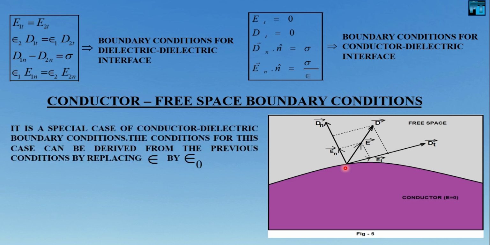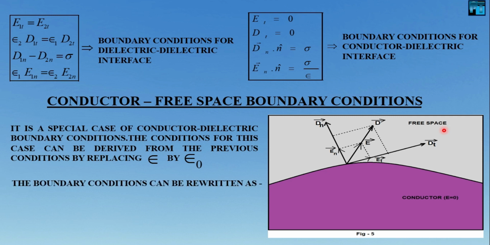Why? Because it is a special case of conductor dielectric boundary condition. Why so special? Because free space is a special case of dielectric case where epsilon is epsilon naught. Just replace epsilon with epsilon naught, the space becomes a free space from a dielectric space. Okay, so we can just rewrite our equations keeping the fact that whenever we get an epsilon, we shall replace it with epsilon naught.